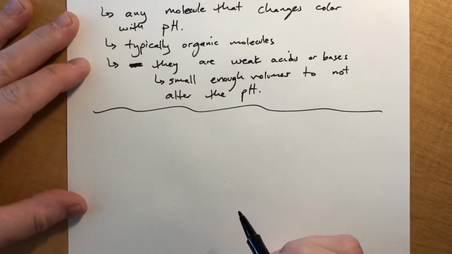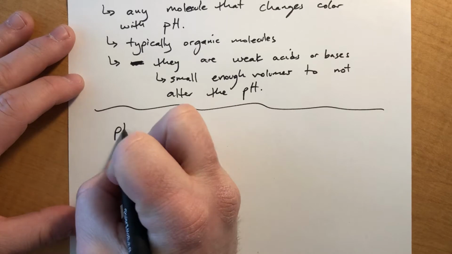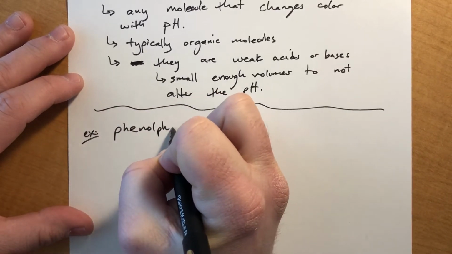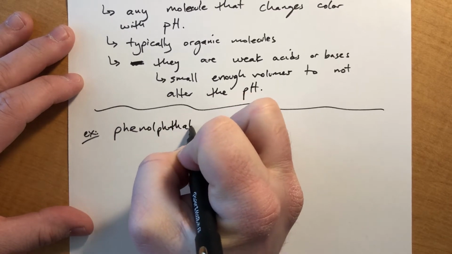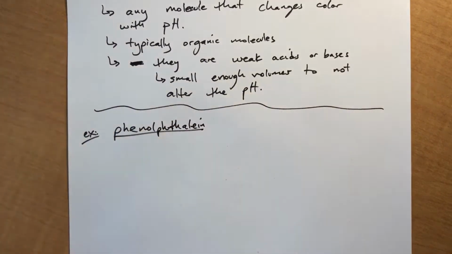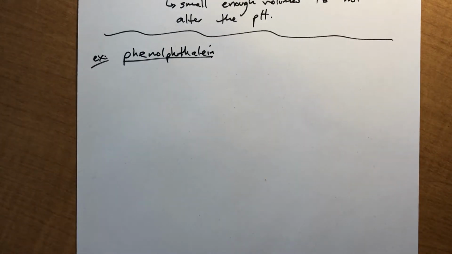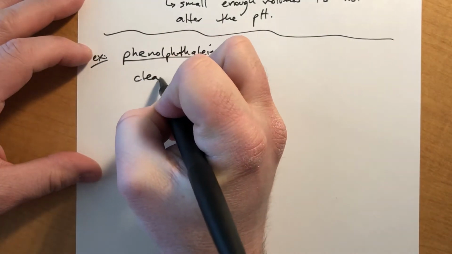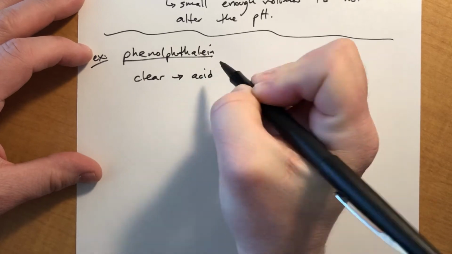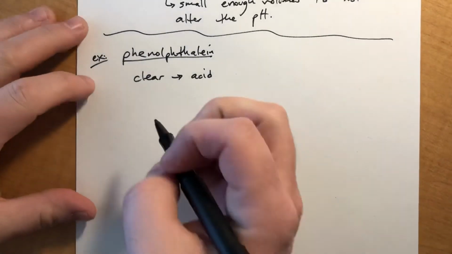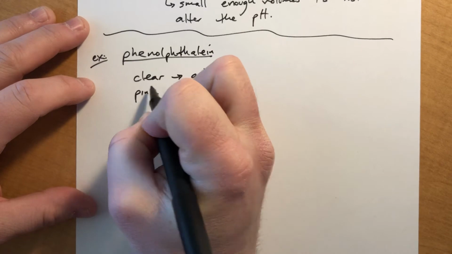The most common one, the one that you guys have seen in lab probably, is phenolphthalein. Okay. It's an organic molecule. And essentially what happens is it is clear under acidic conditions. So if you have it in pH of neutral or acidic, it's going to be completely clear. You wouldn't even know it was in there as far as appearance. But it turns a very bright pink when it gets to basic conditions.